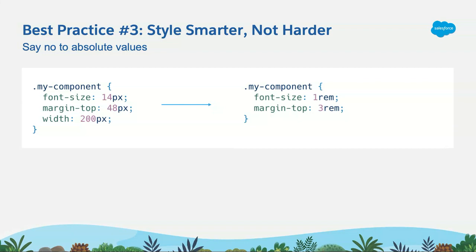So layout should not be a concern of your component. That's what things like grid utilities are for. Your component should always expand to fill its container. It's very important.